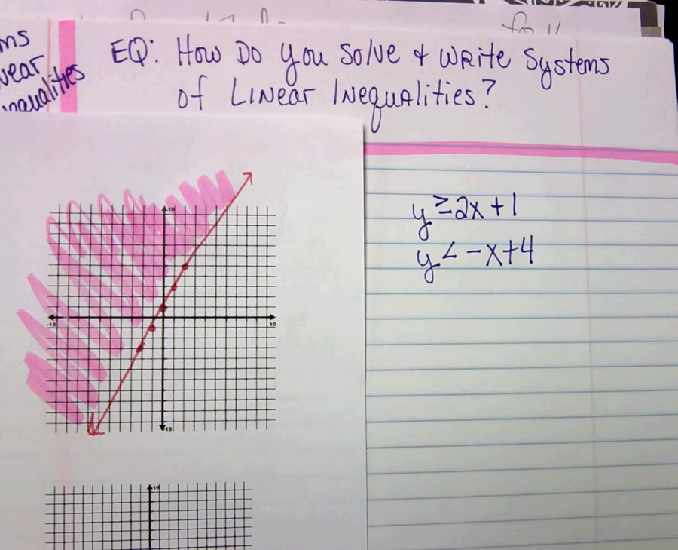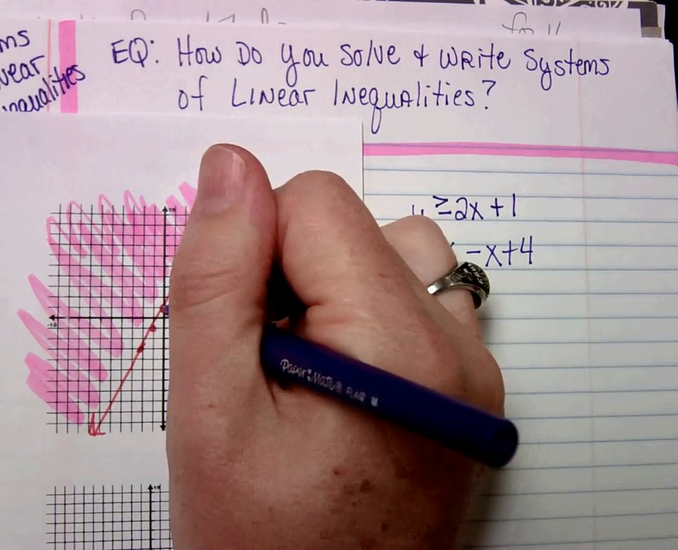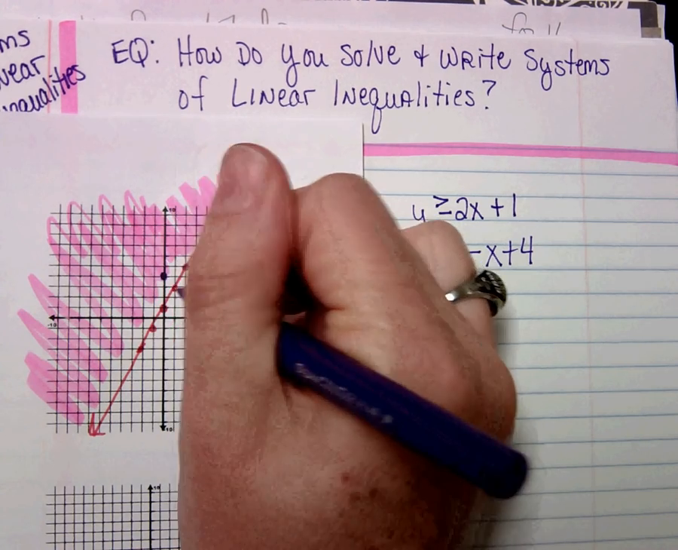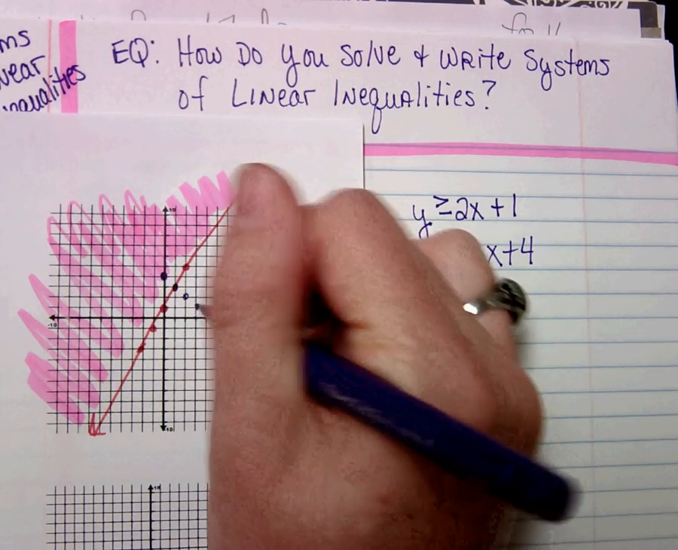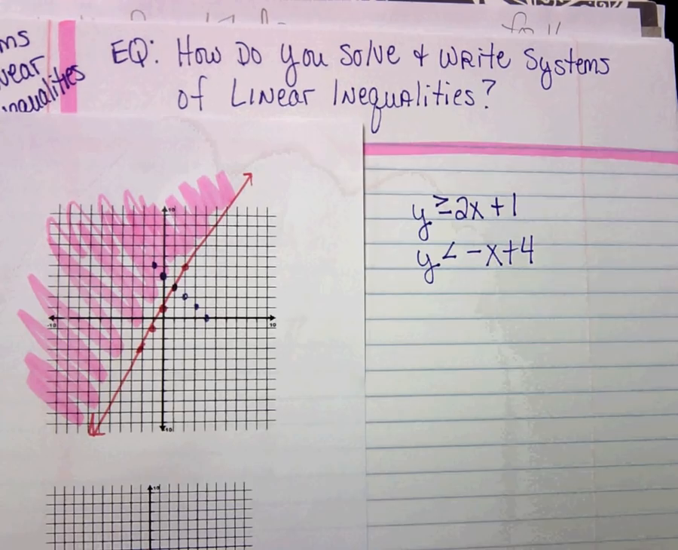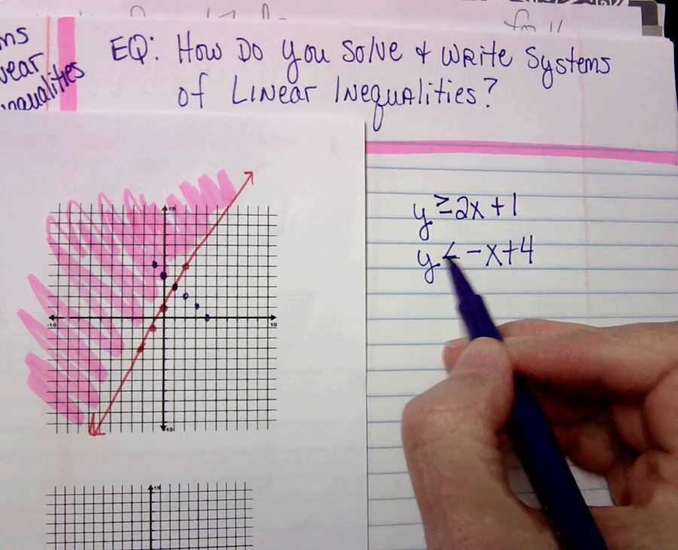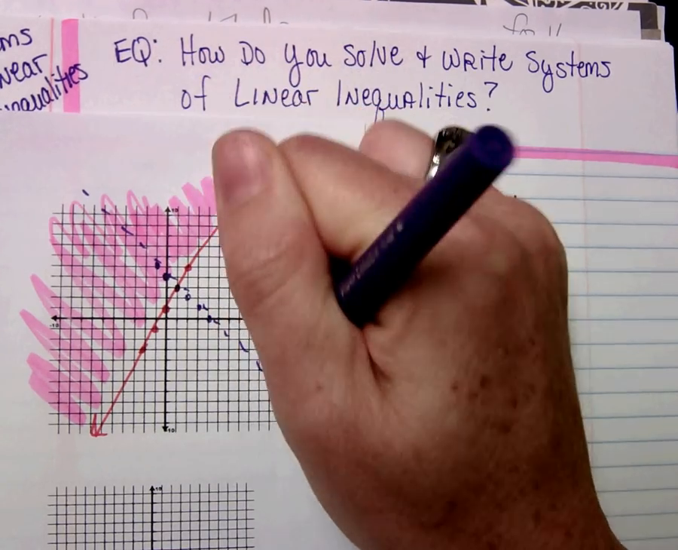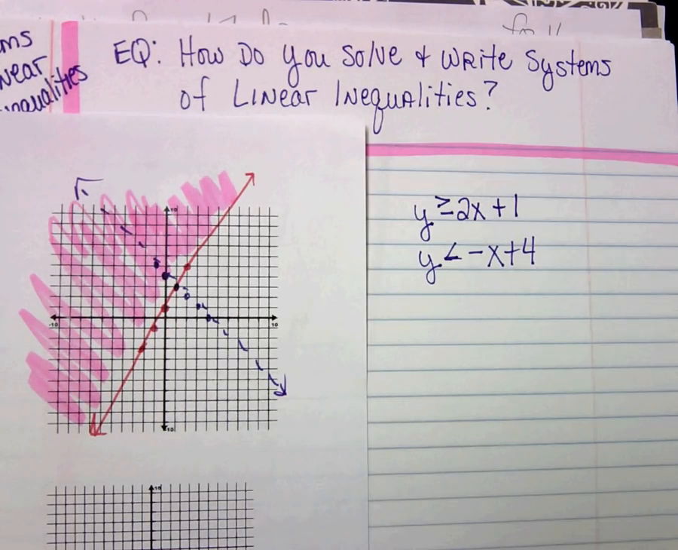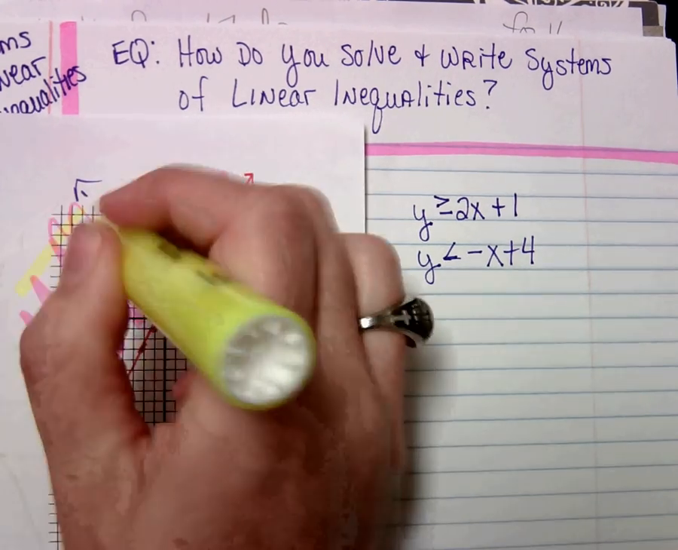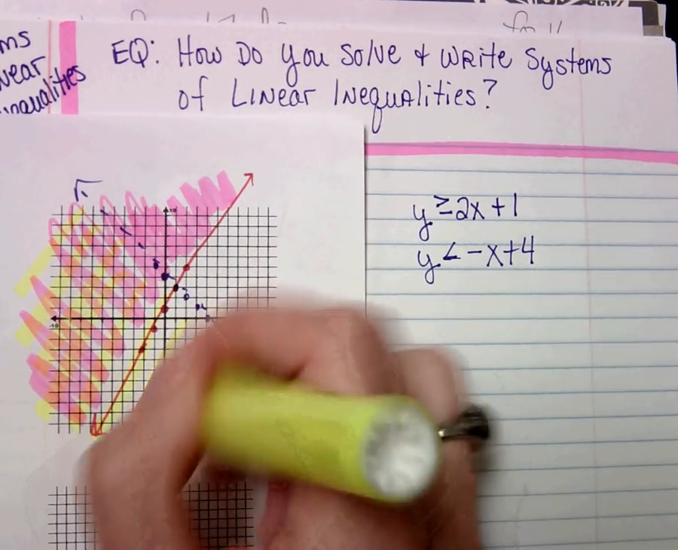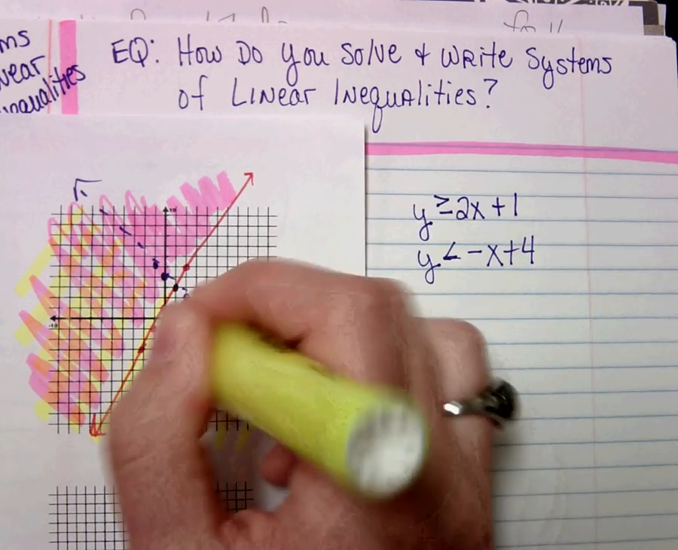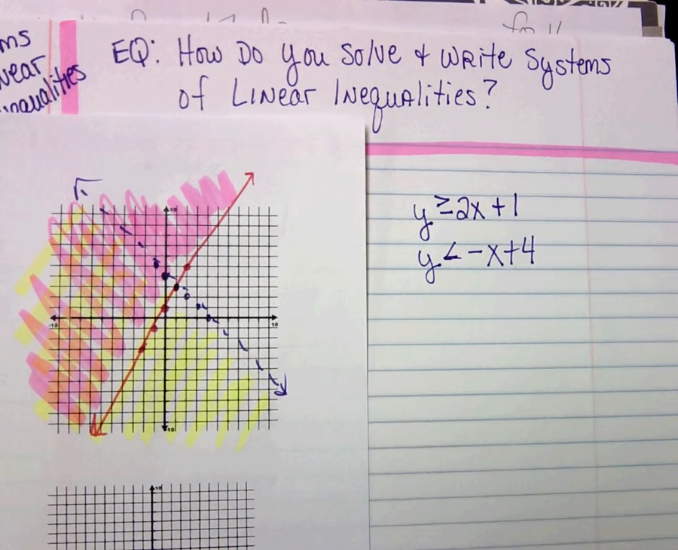The second inequality has a y-intercept of 4 and a slope of negative 1, so down 1, right 1. It is less than, there's no equal to this time, so we're going to do a dotted line. And it's less than, so we're going to shade below the line. It's kind of fun to use different colors on that.